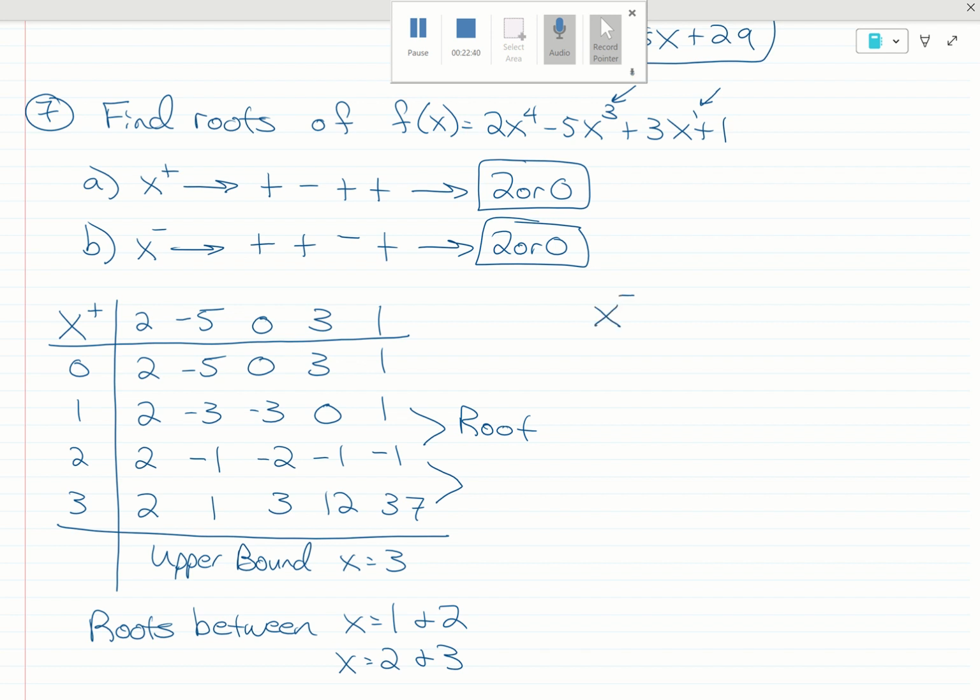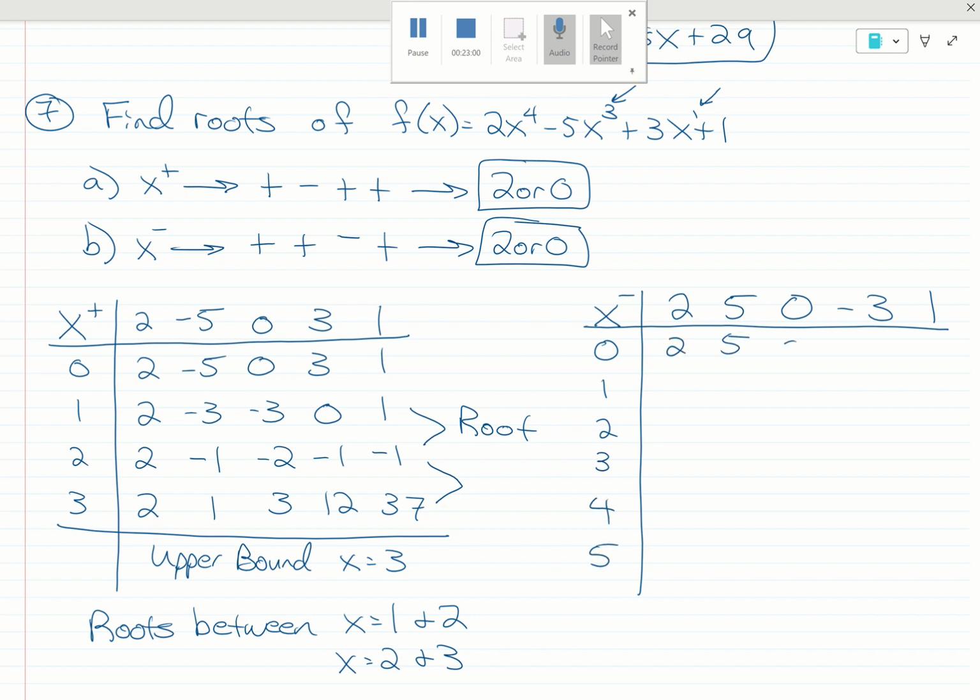Remember, we're going to change the signs of the odd powers of x, and we're also going to plug in 0 anytime we're missing a term. So we're going to have 2, positive 5, 0, negative 3, and 1. And we're going to go ahead and list this out to 5. So this would be 2, 5, 0, negative 3, and 1.